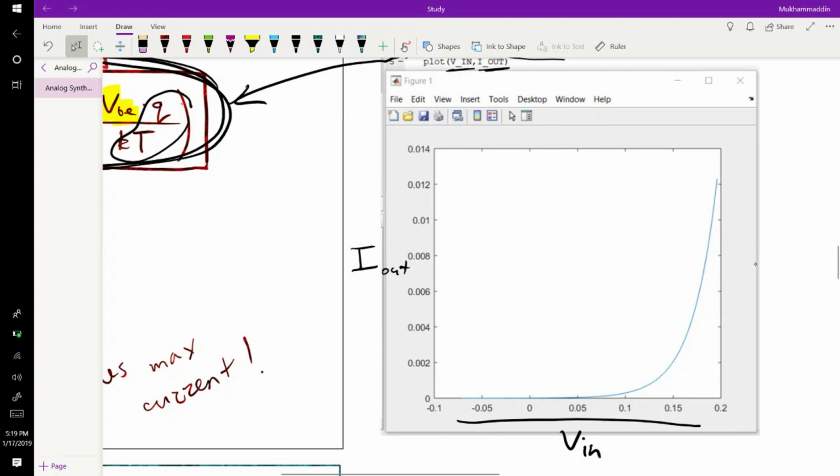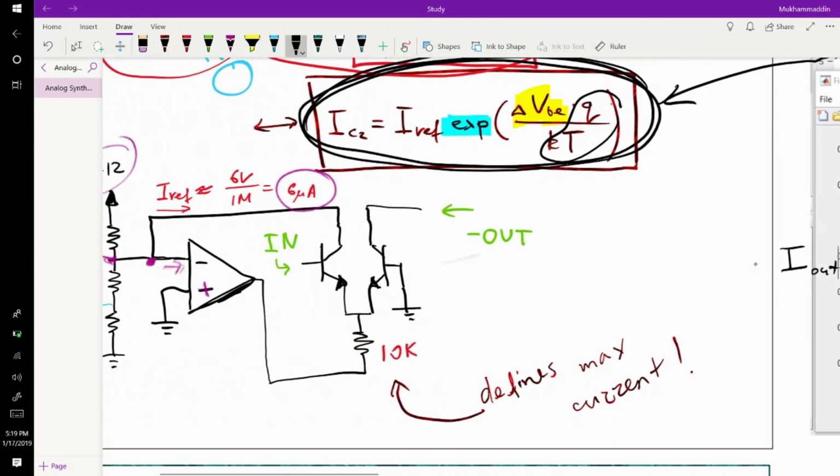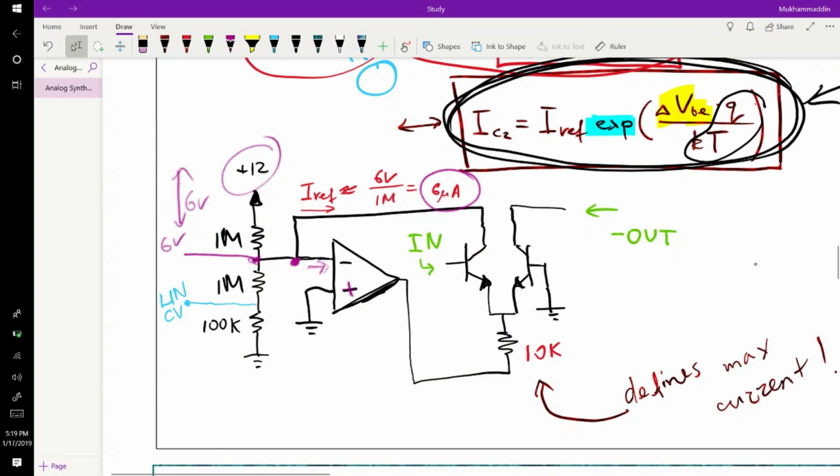So what do we do with this information? Well, first things first, let's look at this region. Since this is an exponential function, it will keep increasing, and it might reach 1 amp very soon, maybe within the next 0.1 volt. So how do we limit current? Well, the current limiting is achieved with this resistor.